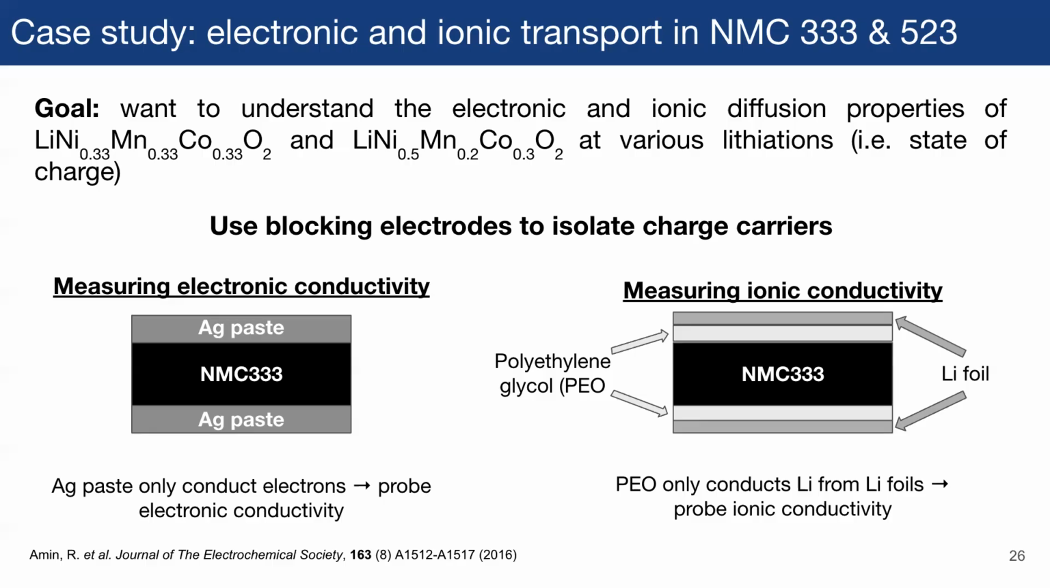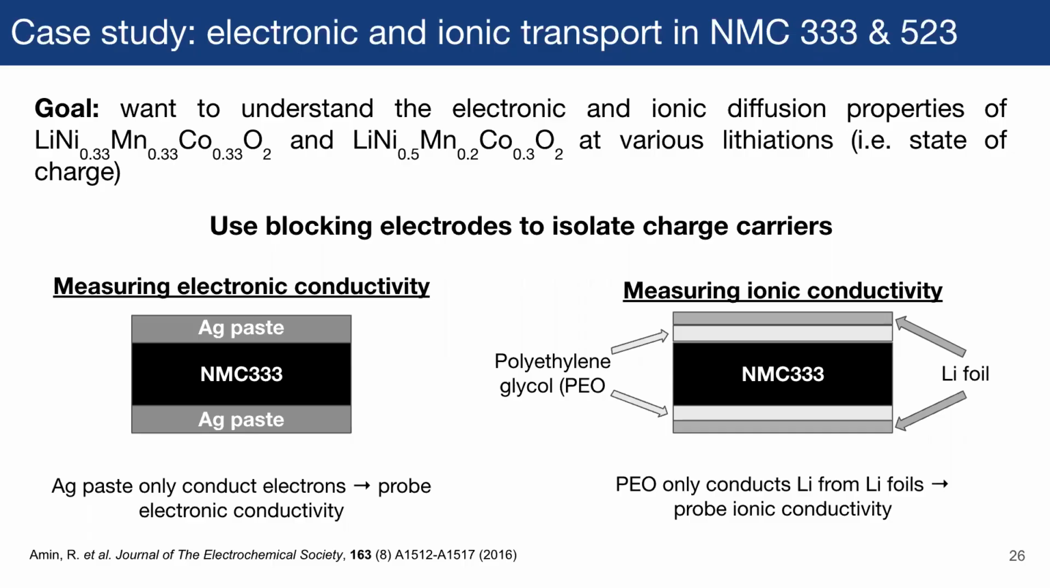So in order to measure the electronic conductivity, these researchers basically applied a silver paste to both sides of the cathode pellet. And the silver paste is only going to conduct the electrons. And when we put that then into our impedance cell, that silver paste is then in contact just with the stainless steel, which once again is just going to conduct the electrons. In that process, we are now probing exclusively electronic conductivity, because the only charge carriers that are getting to either end of our impedance cell are electrons.